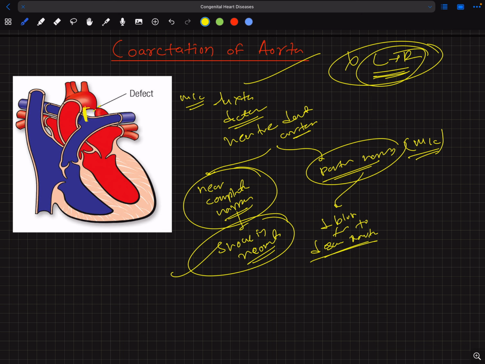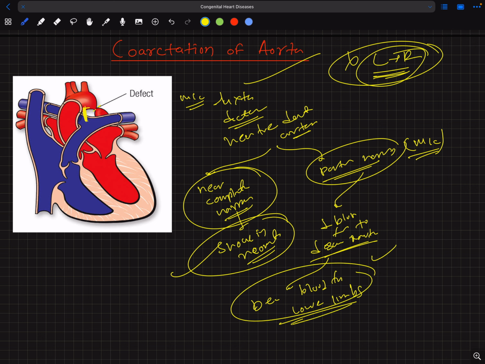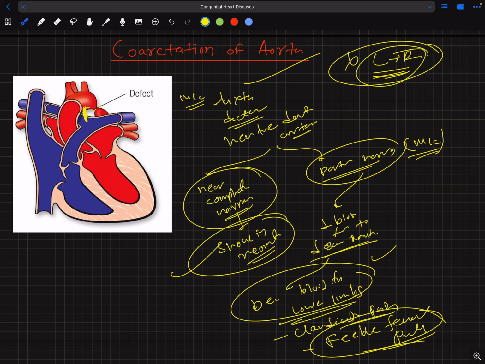When there is decreased blood flow to the descending aorta, there will be decreased blood flow to the lower limbs also. When there is decreased blood flow to the lower limbs, what will that lead to? It will lead to claudication pain in the lower limb. Another finding is feeble femoral pulses and radiofemoral delay.